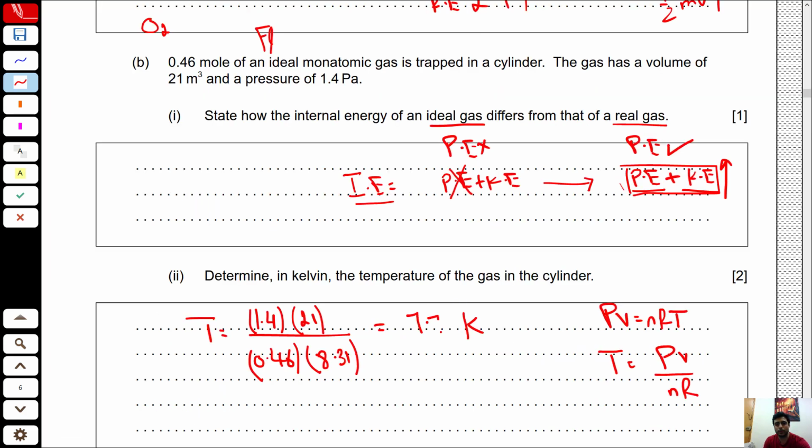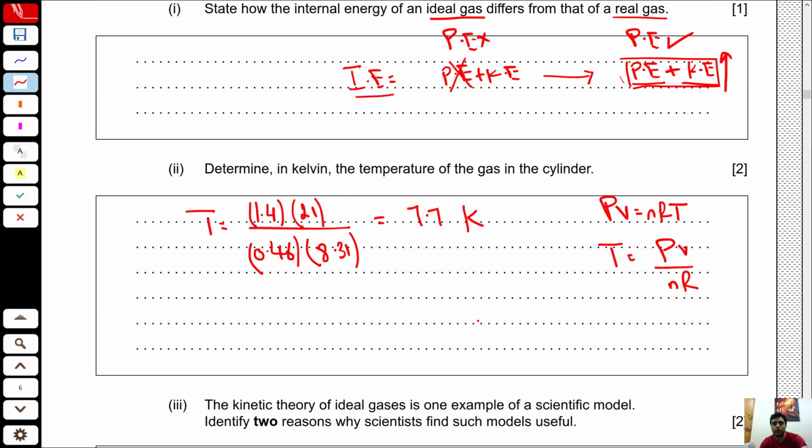7.7 Kelvin. Okay, good. Units are important, so make sure you put in Kelvin there.